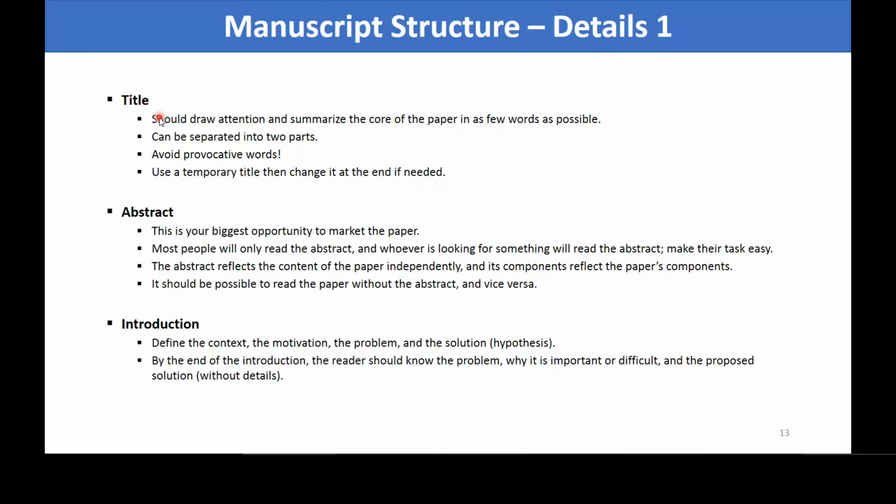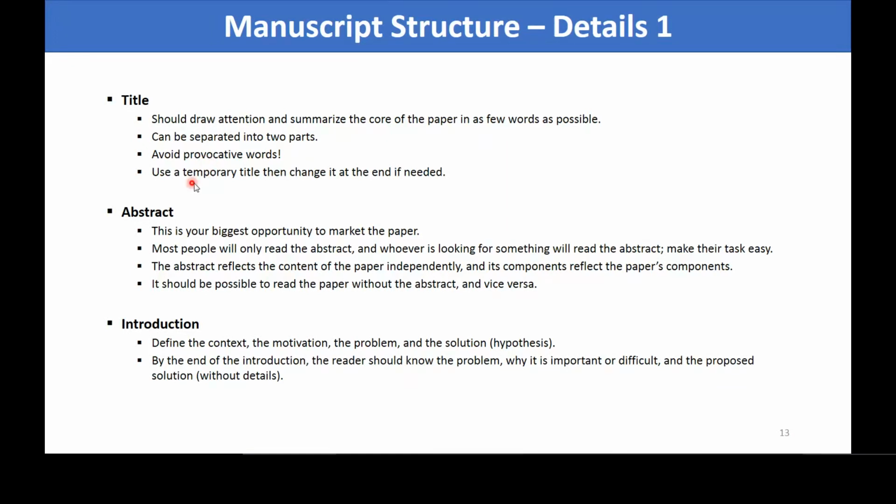The title can be separated into two parts. For example, you can say this is about so and so, using so and so, or you can put a main title, then a colon, then some further explanation. It's a common approach in academic titles. But it's important to avoid provocative words, words that make reviewers and readers itchy or angry sometimes. For example, claiming novelty, new things, or breakthroughs. That's provocative. Be safe as much as possible.